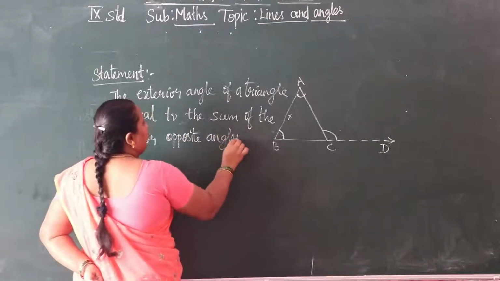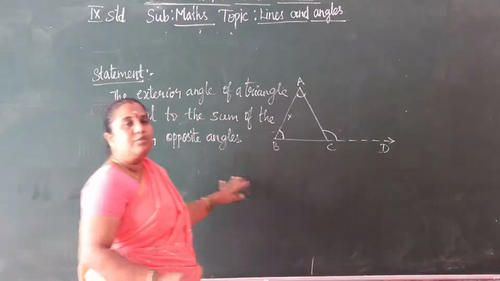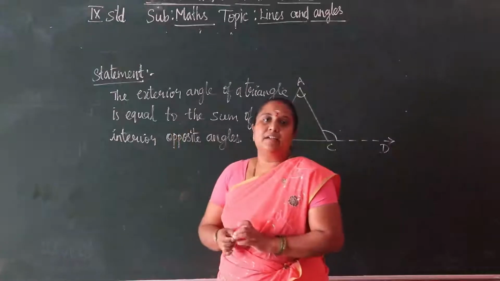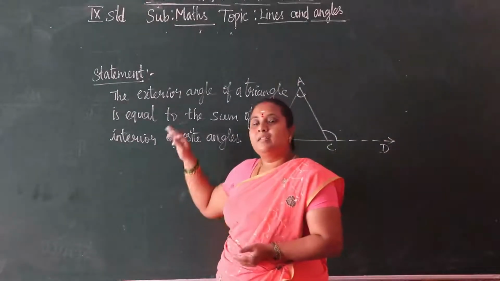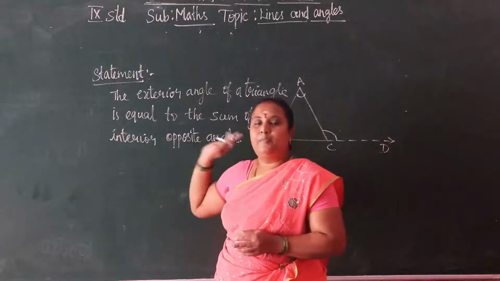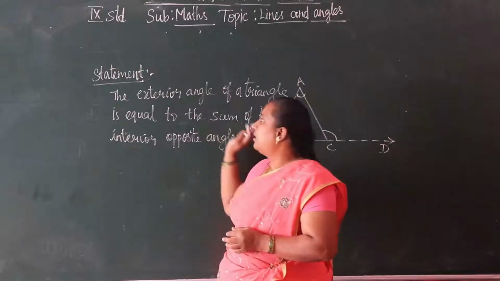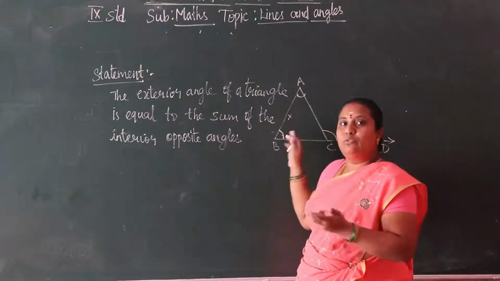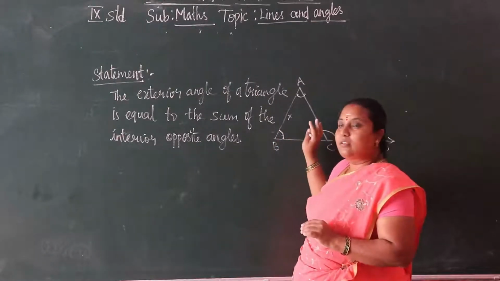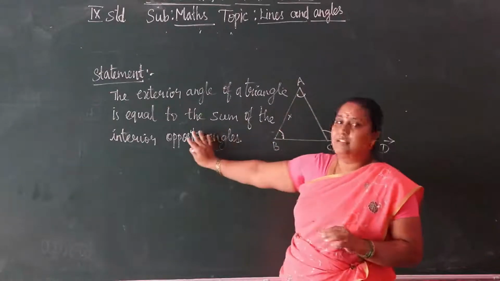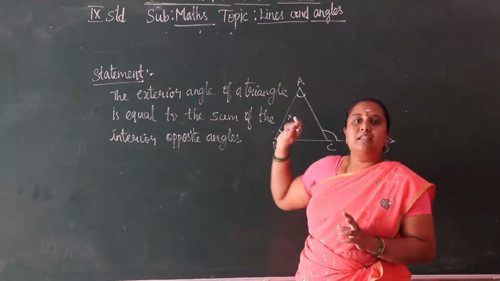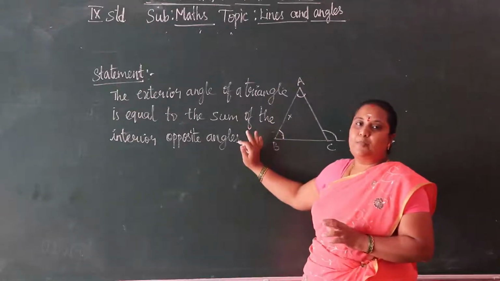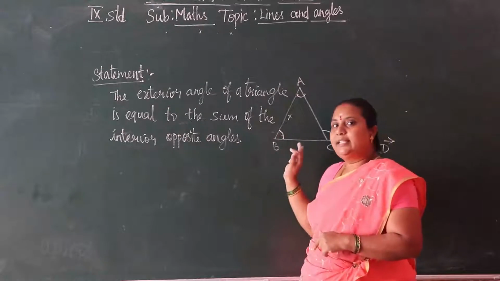Okay, children, for this theorem you don't have to learn the proof. Only the statement is there. In your tests or exam, they will ask: state the exterior angle property. Draw the figure and write the statement. Without the figure, you lose your marks. Only the statement of the exterior angle property is there for you in your textbook.